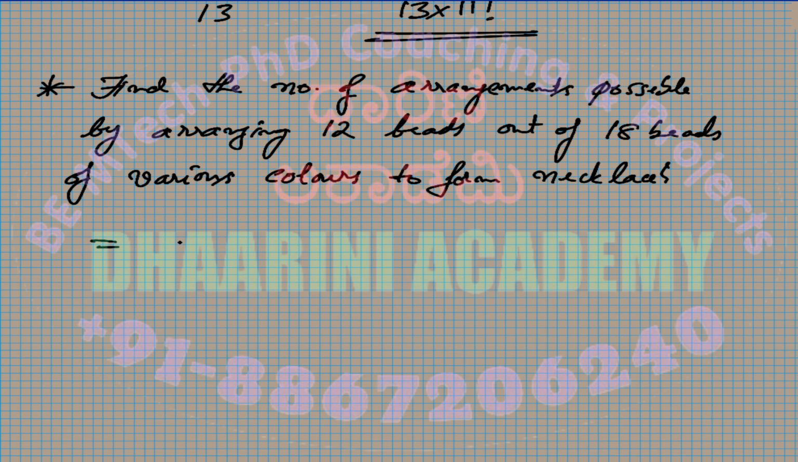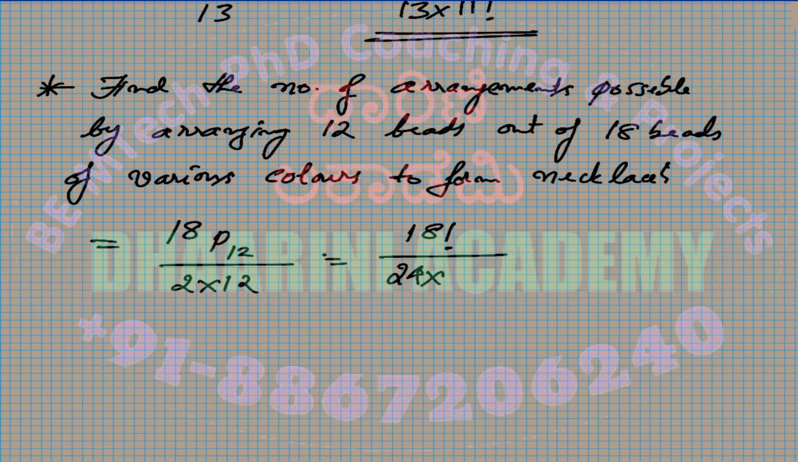Okay, so this has to be 18P12 divided by 2 times 12, that is nPr divided by 2r. So this is 18 factorial divided by 2 into 12, that is 24, times 18 minus 12, which is 6, so 6 factorial. So this is the required answer.